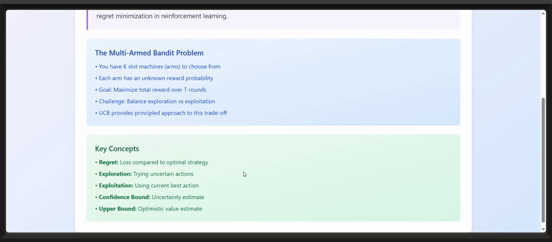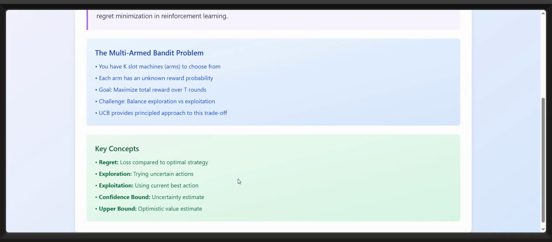Then there is exploration. That's when we try out actions that we are not so sure about yet, just to gather more information. Exploitation is when we go with the option that currently looks best based on what we have seen so far. And the confidence bound here is a way of expressing uncertainty. So instead of just looking at the average reward we have seen from an arm, we also add a bit extra to account for how uncertain we still are.